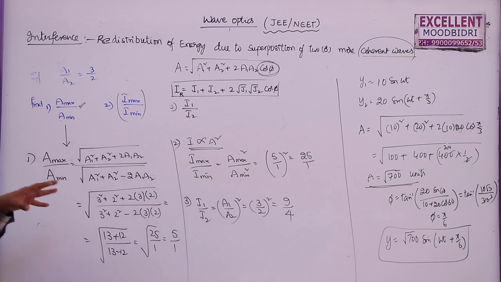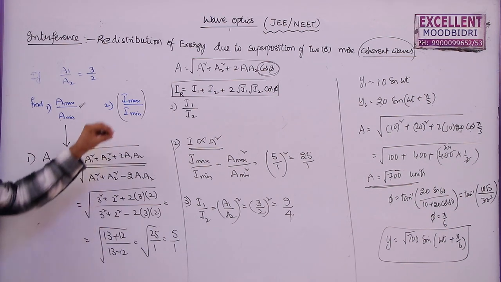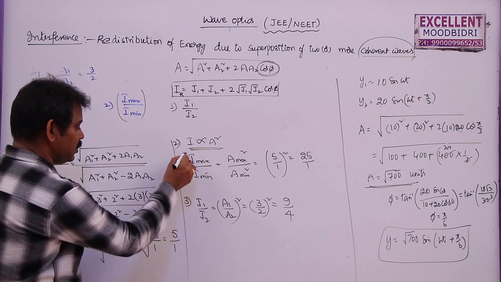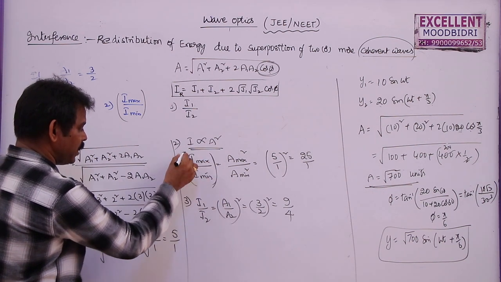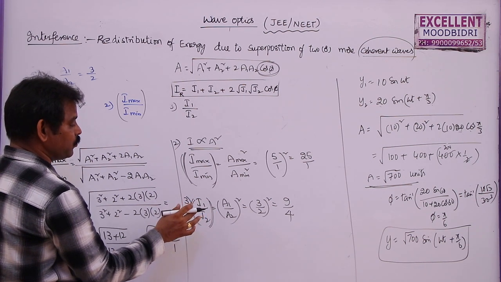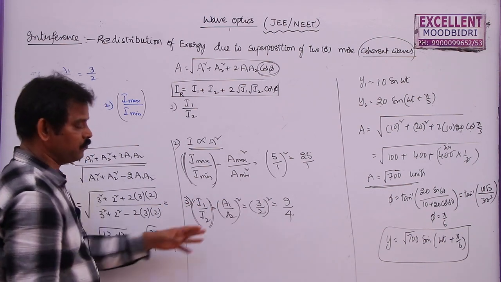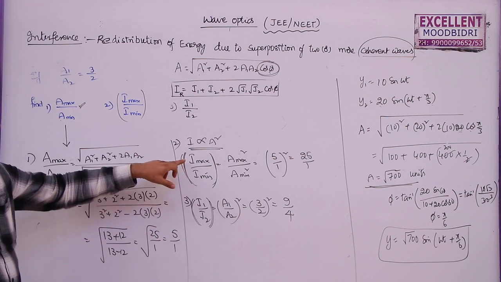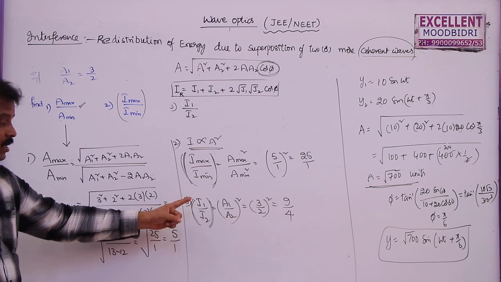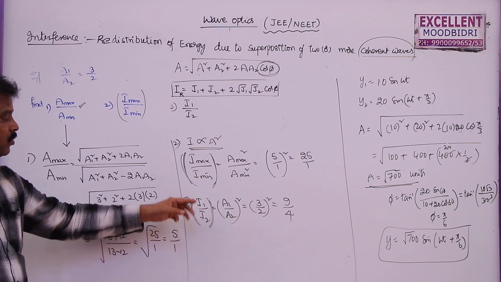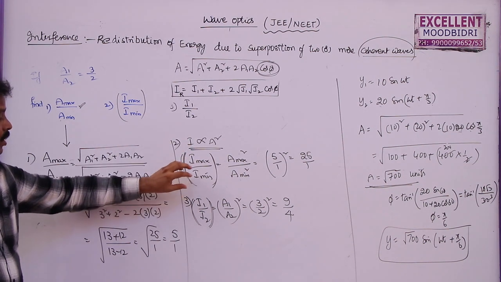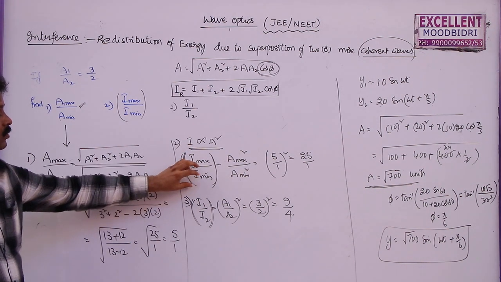Be careful while solving these problems. It's a very simple problem. Some students are not finding the difference between Imax by Imin and I1 by I2. For both questions, they are giving the same expression or same answer here. So be careful while finding Imax by Imin and I1 by I2. This is the intensity of the first wave and the intensity of the second wave. This is the total maximum intensity of the two waves after superposition to the total minimum intensity of the two waves after superposition.